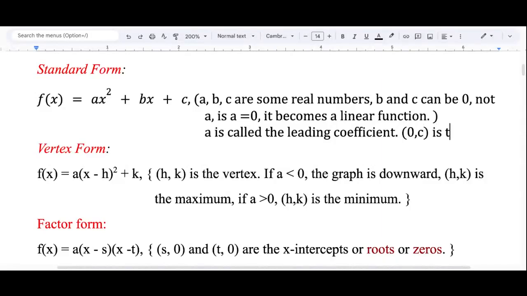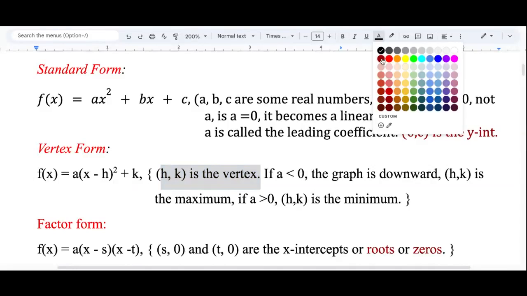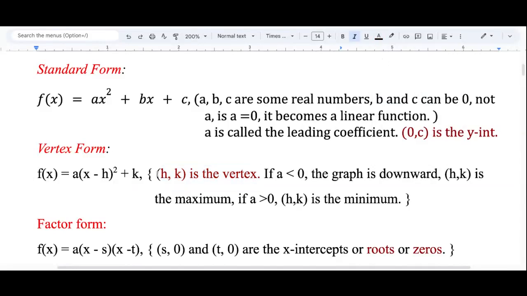Comma C is a y-intercept. So that's a good thing about the first one. And also we can use the quadratic formula, right? Because once we put in ax squared plus bx plus c equals 0, we can apply the quadratic formula. Or vertex form. And this h and this k is the vertex. So that's the beautiful thing about this form.